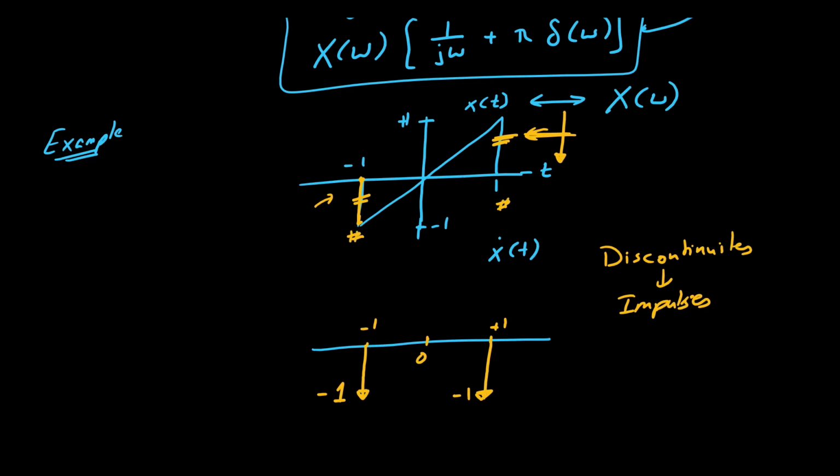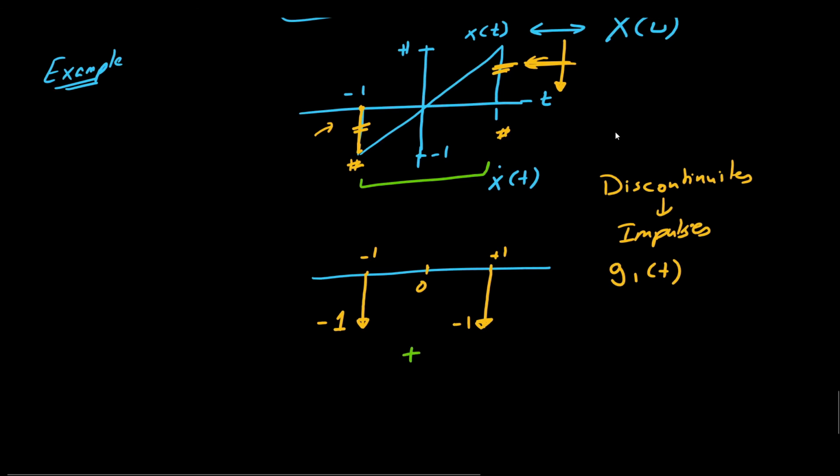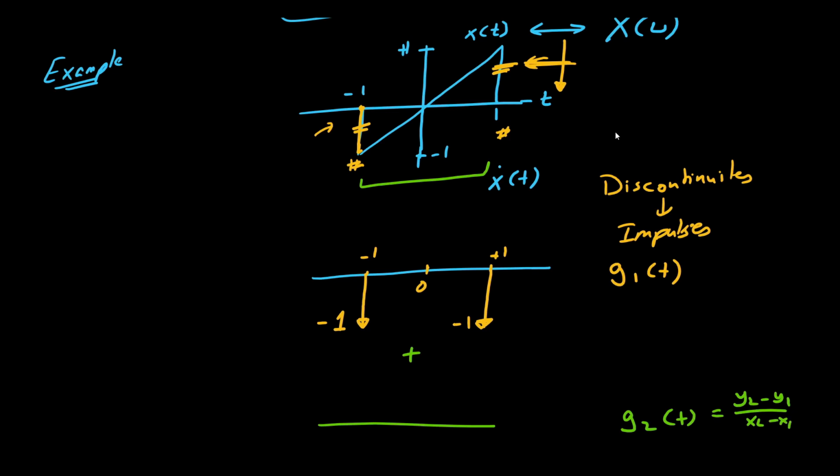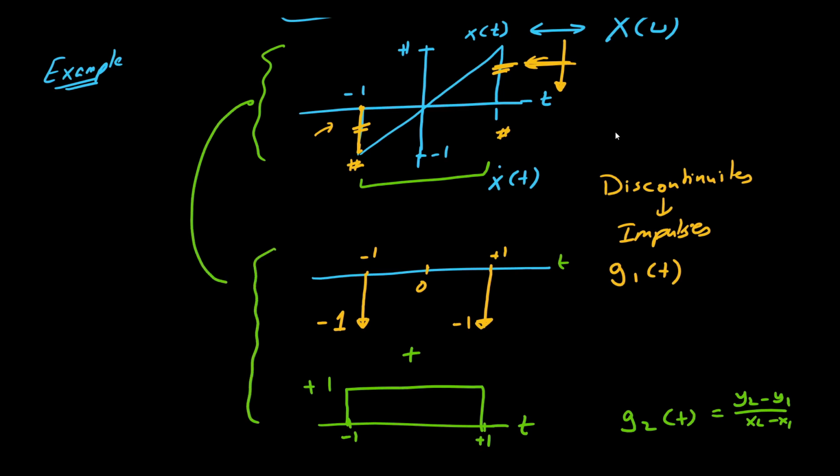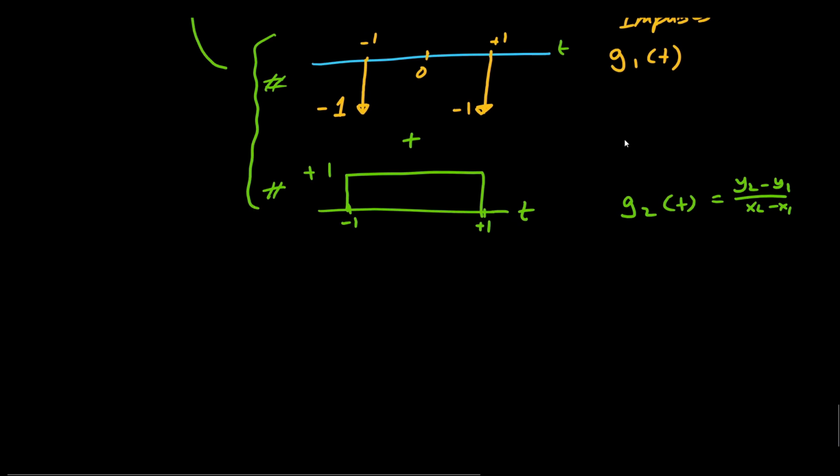So let us call this discontinuity function g1 of t. But we have not covered this signal in terms of differentiation. So we have to add this signal with another signal, that is g2 of t, which would be simply y2 minus y1 over x2 minus x1, that is a slope. So from -1 to +1 in time, we would have a signal which is +1. So in short, this has a differential in terms of these two signals, impulses and a rectangular function, that is x dot of t. This is simply equal to g of t, which is equivalent to g1 of t plus g2 of t.